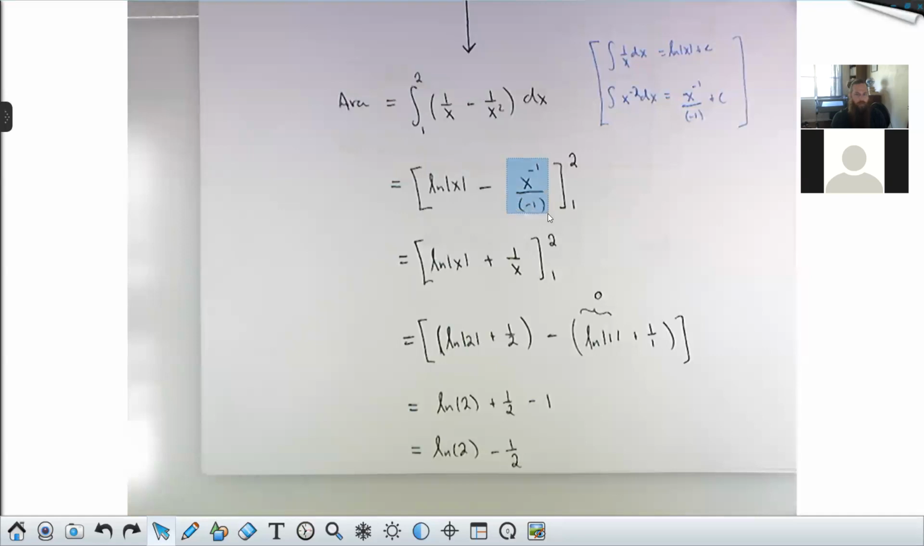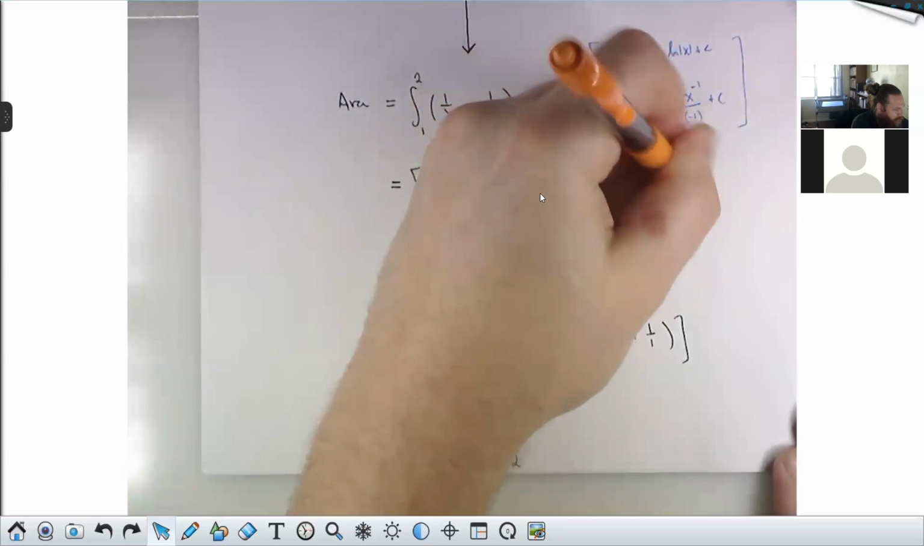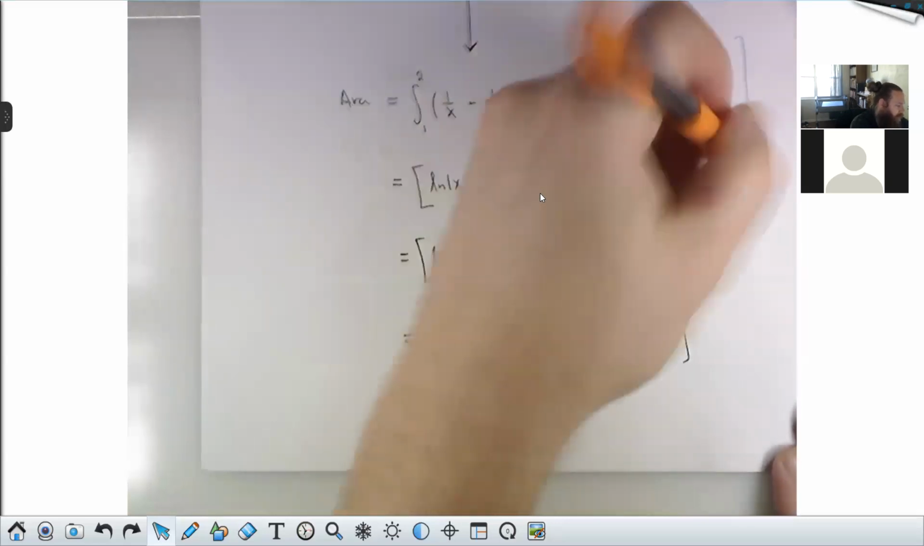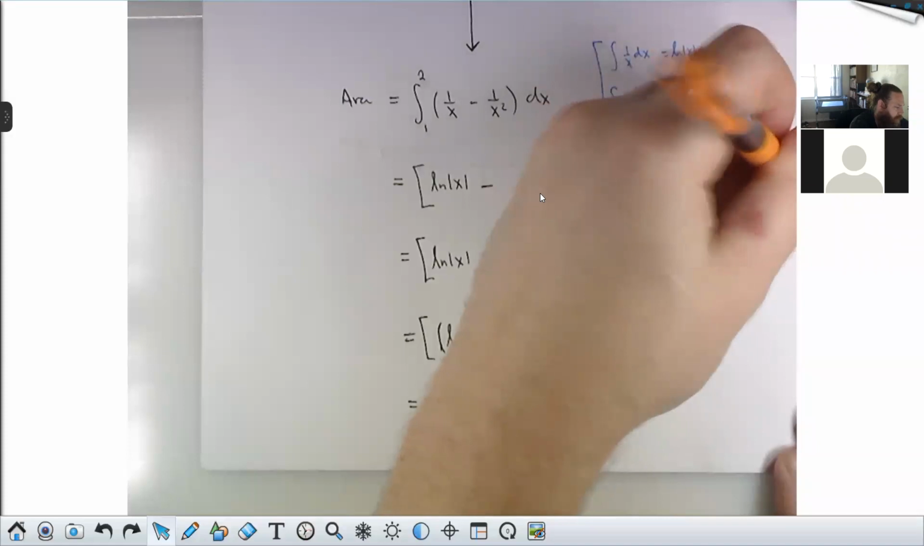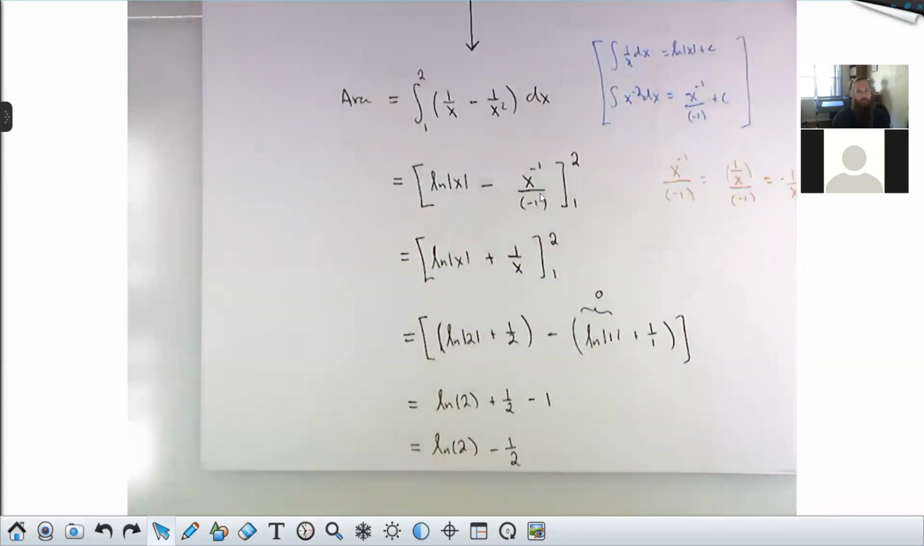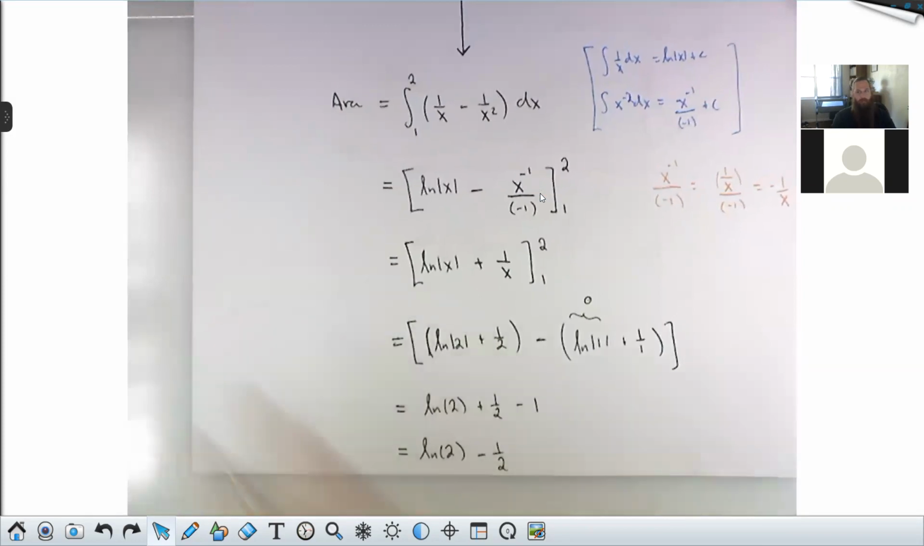I'm simplifying this piece. So where did the 1 over x on this line come from? Remember, x to the negative 1. So if we want, I can do a simplification on a separate thing. X to the negative 1 divided by negative 1 is 1 over x divided by negative 1, which is negative 1 over x. So this 1 over x is just coming from simplifying this piece. Since this piece overall ended up negative, this minus and the negative here come together to make that a plus. So yeah, these two are the same, just simplifying the upper one into the lower one.